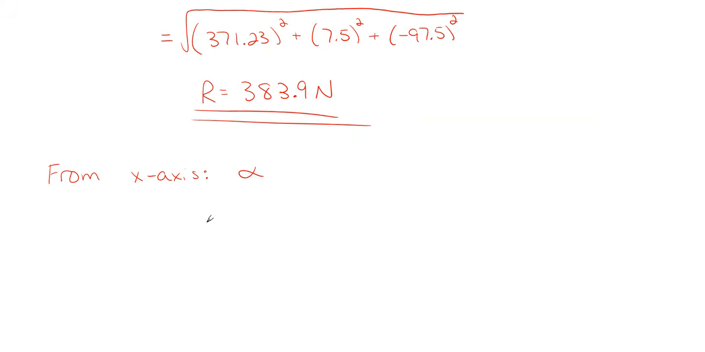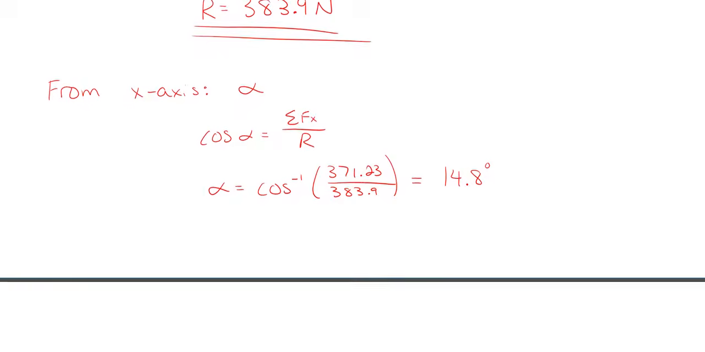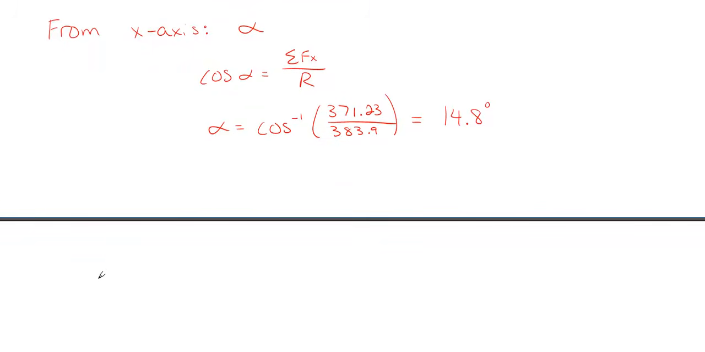So in order to get that angle alpha, it would be cosine of alpha is equal to the summation of Fx over your resultant R. So if you rearrange, we would have alpha is equal to the cosine inverse of the summation of Fx, which is 371.23 newtons, divided by my resultant, which is 383.9 newtons. And my alpha comes out to be 14.8 degrees. Please make sure that your calculators are in degrees and not radians, because we're looking for directional angles here, and we're going to give those in degrees. So that's all for my x.